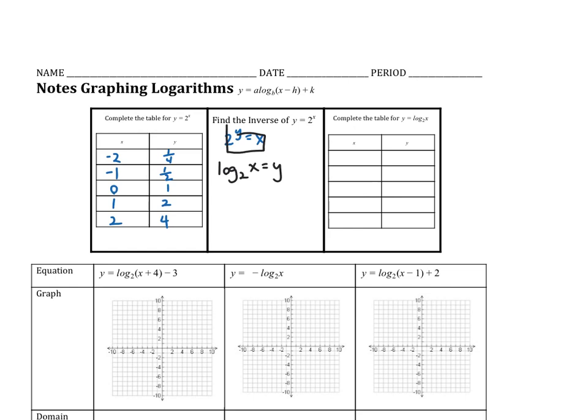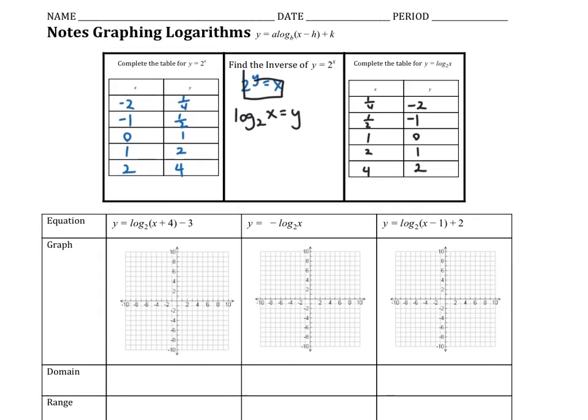Logs are inverses of exponents, exponents are inverses of logs. So all I have to do here is switch my x and my y from that first table. So I have 1/4, 1/2, 1, 2, 4. And then I have -2, -1, 0, 1, 2.